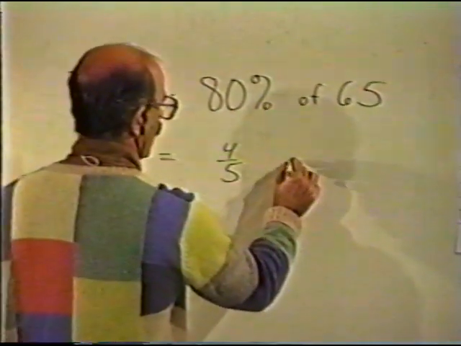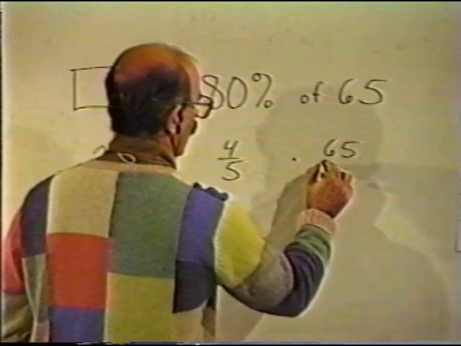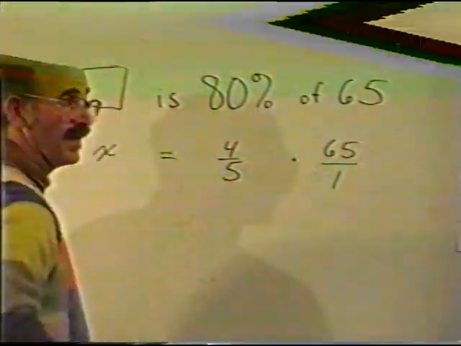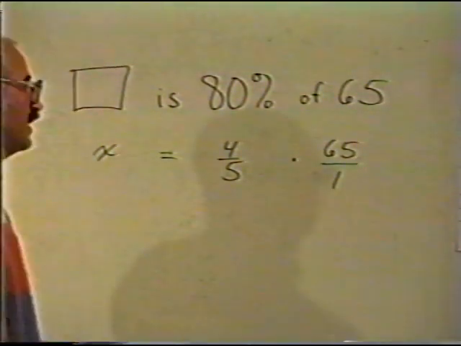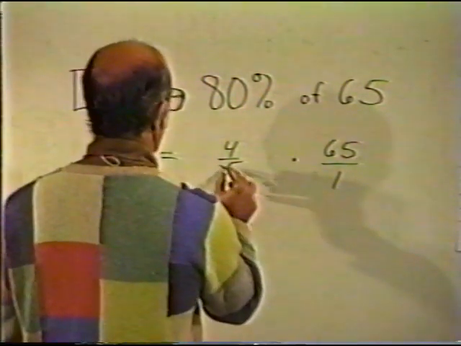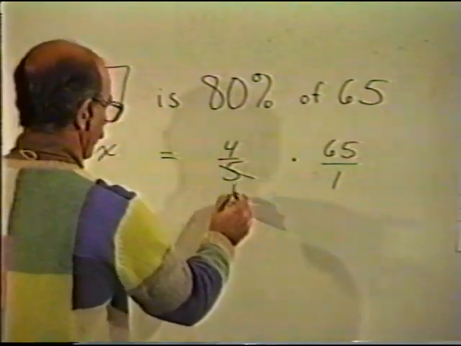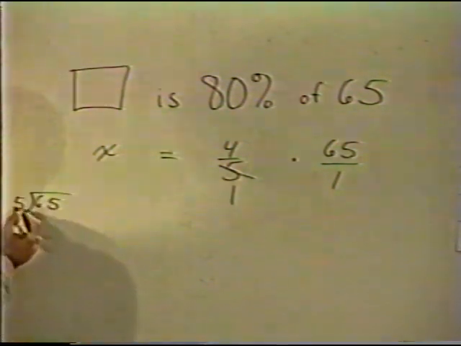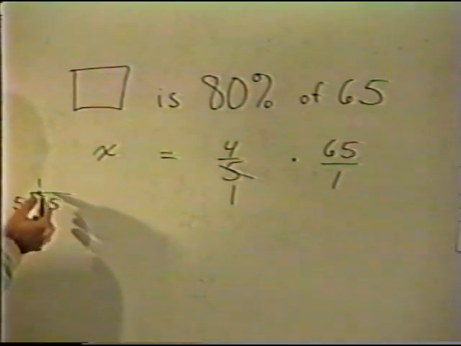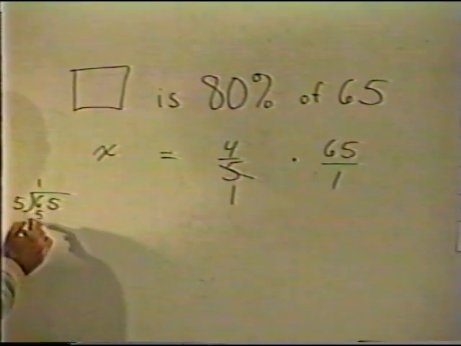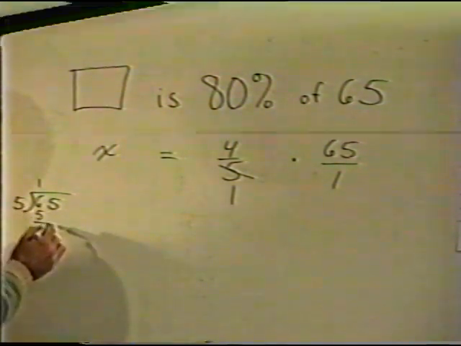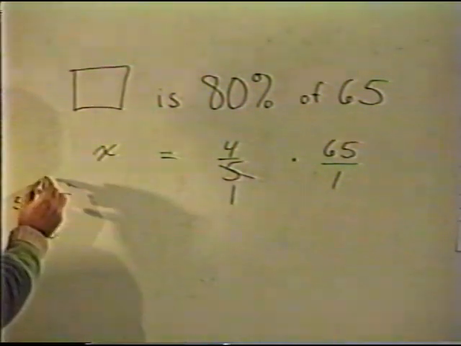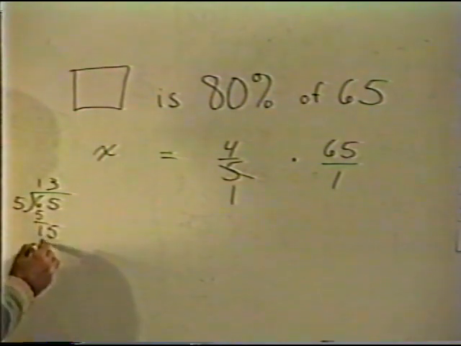4/5 times 65 over 1. Do you think we can cancel the 5 with the 65? Yes, we can, using 5. 5 into 5 is 1. And 5 into 65: 5 into 6 is 1. 1 times 5 is 5. 6 take away 5 is 1. Bring down the 5. 5 into 15 is 3. 3 times 5 is 15.